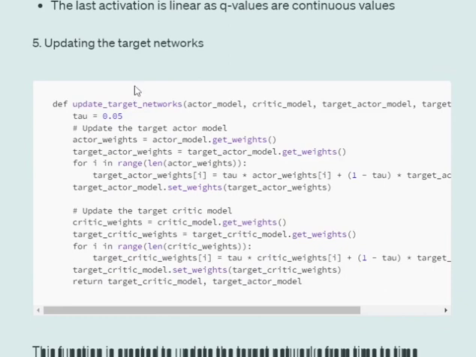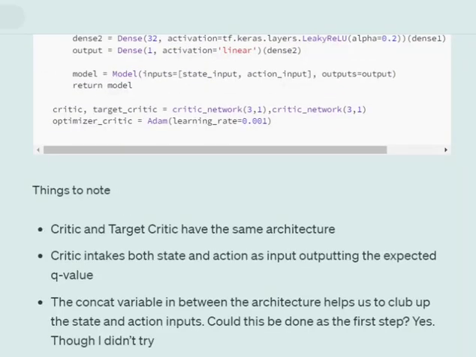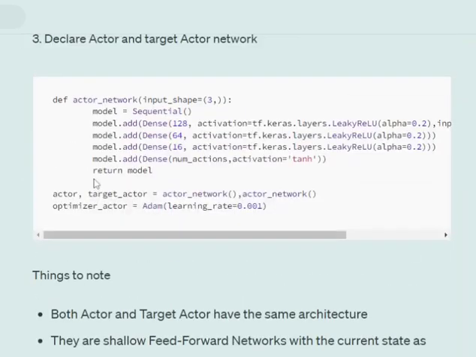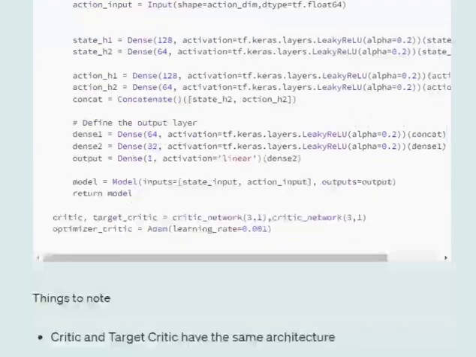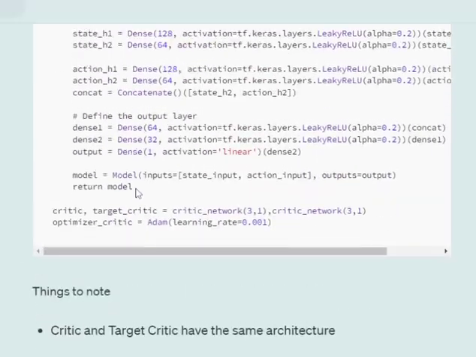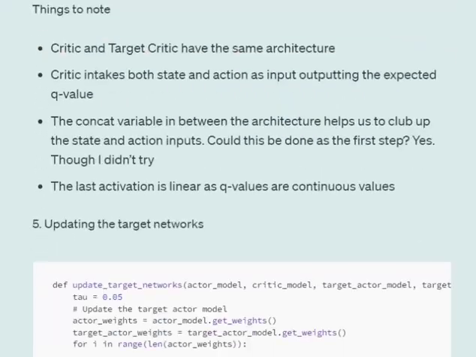Now, this is a particular function that we would be using to update the target networks, right? So here you saw that we have declared the target networks as similar to their actual counterpart. Here also the same function has been called for actor also, actor comma target actor getting initialized with the same function. Similarly for critique and target critique, they are getting initialized with the same function.